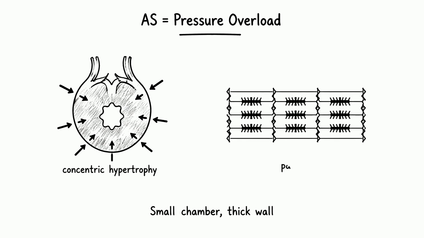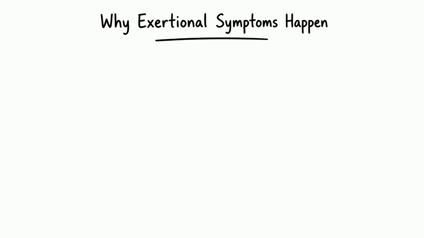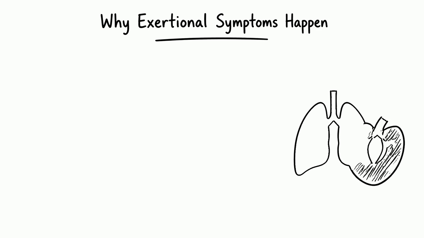Mechanistically, sarcomeres are added in parallel, not in series. The chamber stays relatively small while the wall thickens. The classic symptom triad follows directly from this physiology.